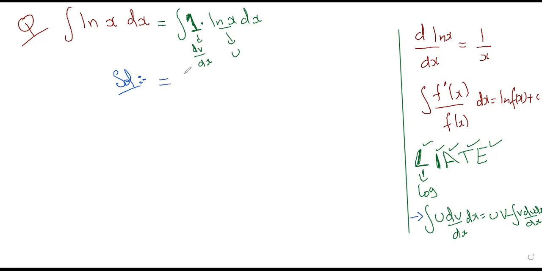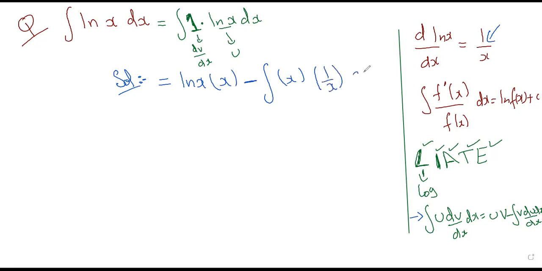Which function would come as it is? X ln x, and yes, integration of the second function. Integration of one is x, minus sign, integration sign. Again, what would come here? X. Excellent. And derivative of the first function. Derivative of ln x is this. So it would be 1 by x.